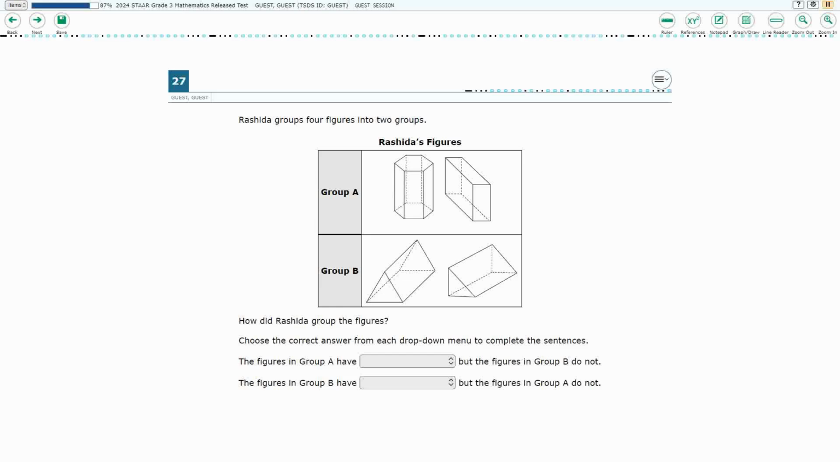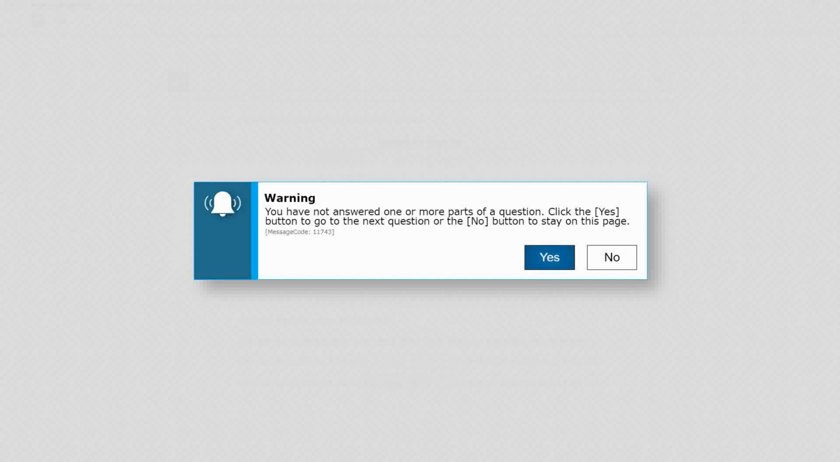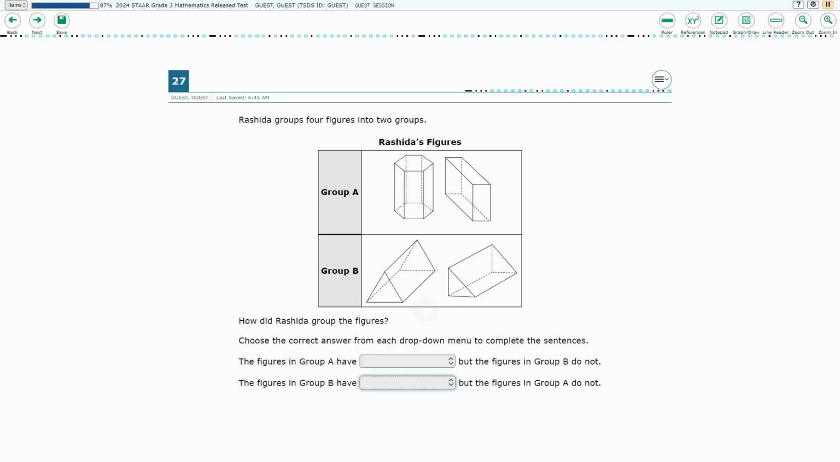All right, so we have an inline choice. We need to fill in both sentences, but look at the options here. More than 5 faces, triangular bases, or rectangular bases. It's actually the same 3 options for both. Look what happens if I try to just answer one. It will say you have not answered everything. So let's make sure we answer everything here. But it's going to be the same 3 choices.